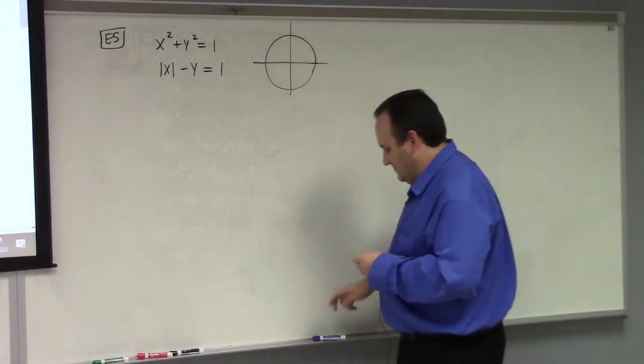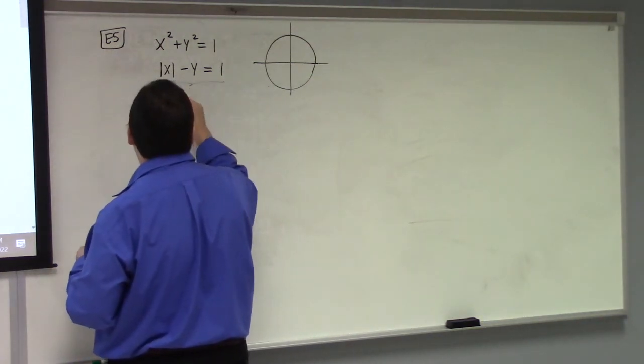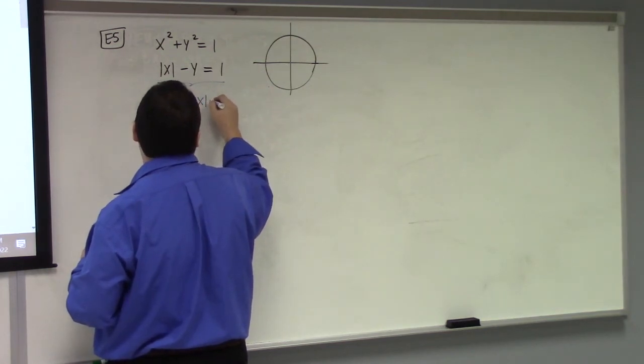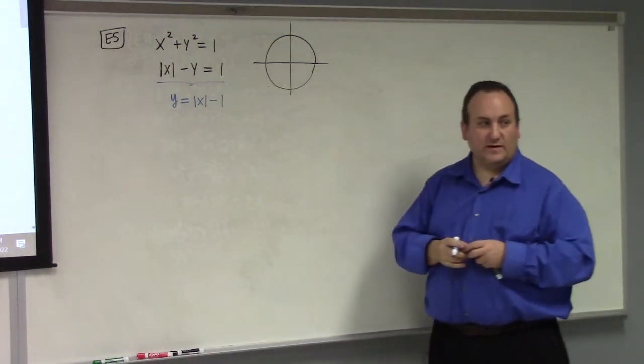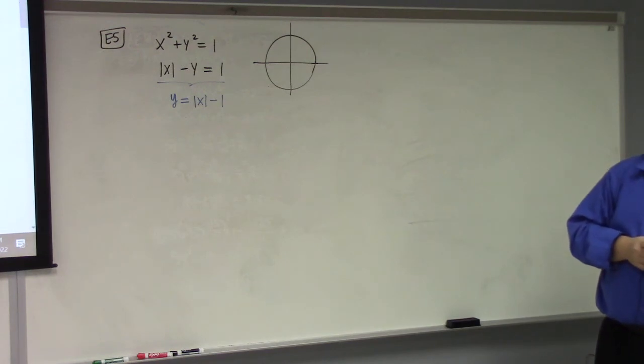How about the second equation? What's that? If we solve this, we get y equals the absolute value of x minus 1. You guys know how to graph absolute value of x. Remember that? That's the one that's a V. And minus 1 just means we translate that one unit down.